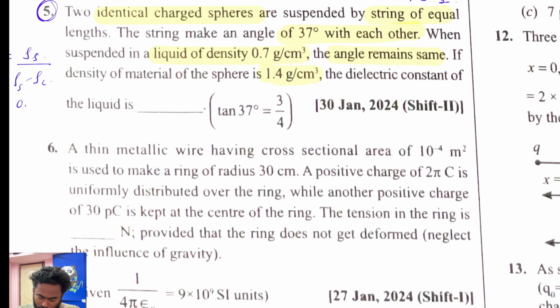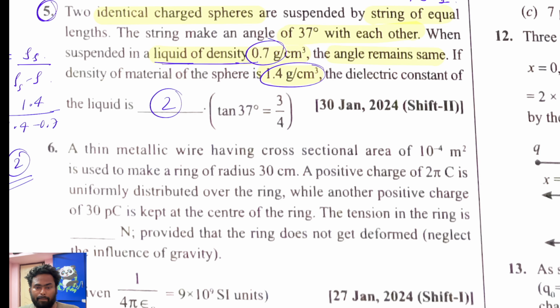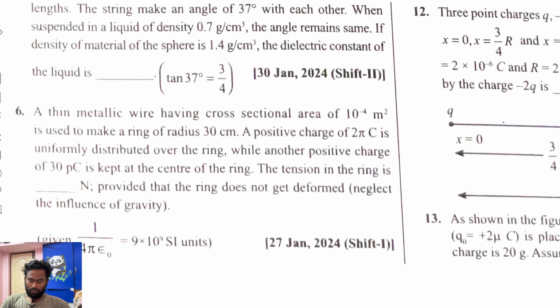Solid is given 0.7 gram, suspended in a liquid of density is given, and this is also given. So for the solid it is 1.4 upon 1.4 minus 0.7, so it will be 2. What will be the dielectric constant? 2. Okay, so let's move towards the next question.